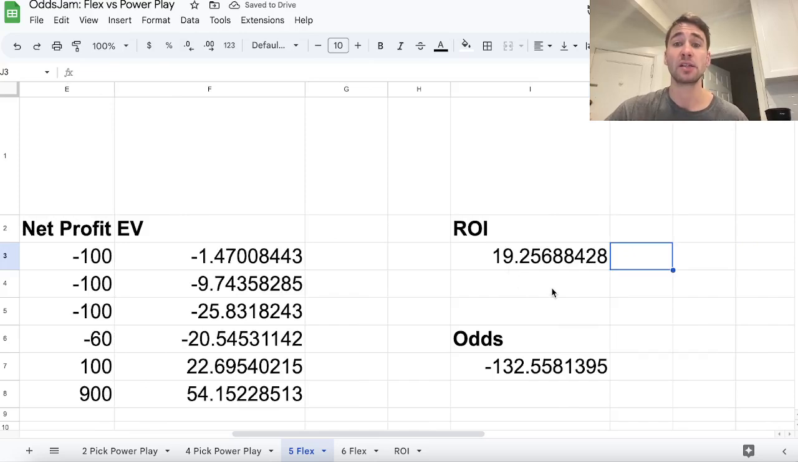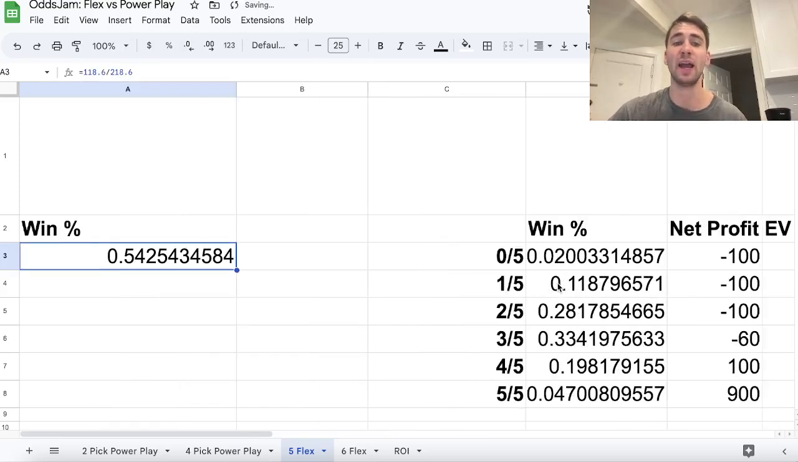19.3% ROI. So PrizePicks is a little misleading in that way, right? You don't want to just sign up and start wagering on PrizePicks, because 2-pick power plays are absolutely horrible, right? You have to be finding 5 picks to include in a 5 flex or a 6 flex, because they're giving you the highest payouts, right?